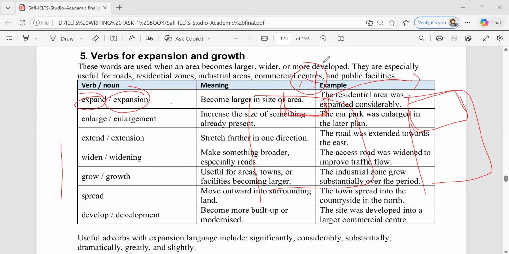So you will observe in the previous map, it's small. The area it has covered, less area has been covered, but now it has extended. It is expanded. You can say enlarge, enlargement, extended, extension, widen, grow, spread, developed. So this is the vocabulary you need for this.